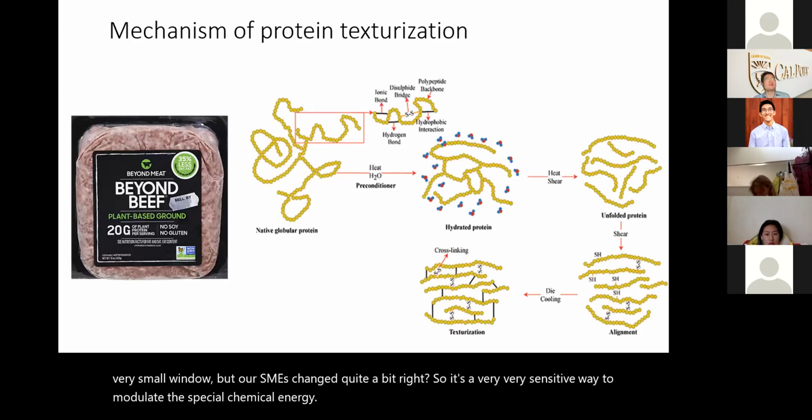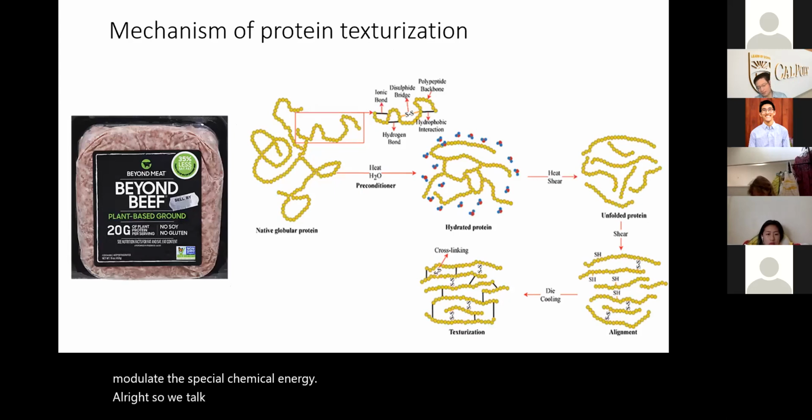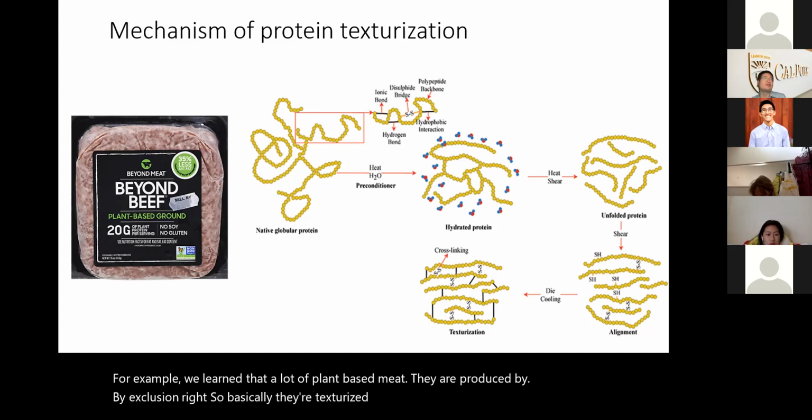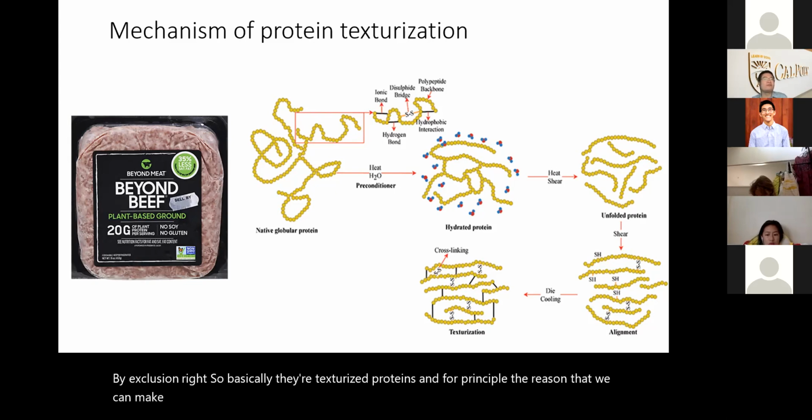All right. So we talked a lot about how to calculate and how to control it. So here's the reason why it's important. For example, we learned that a lot of plant-based meat is produced by extrusion, right? So basically, they're texturized proteins. And in principle, the reason that we can make the protein fibrous is that we are creating a disulfide bond between those peptides.